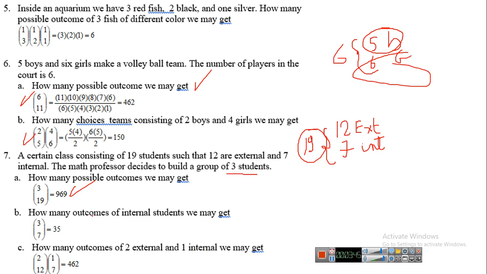How many outcomes of internal students may we get? I want them all internal, so it's a 3 out of 7 combination. How many possible outcomes of 2 external? So 2 out of 12, and 1 internal, 1 out of 7, we may get.